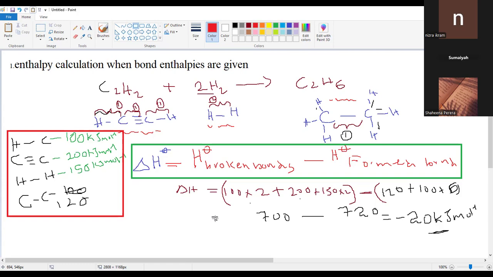So in this case, you have to be very careful with the stoichiometry. Now 2 hydrogen means you have to multiply by 2. Sometimes it can be half also, so then you have to multiply by half. Likewise, you have to be very careful with the stoichiometry. Other than that, you can manage this. When you're done copying, tell me.